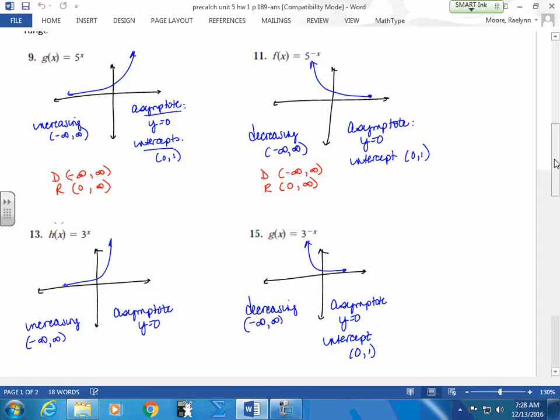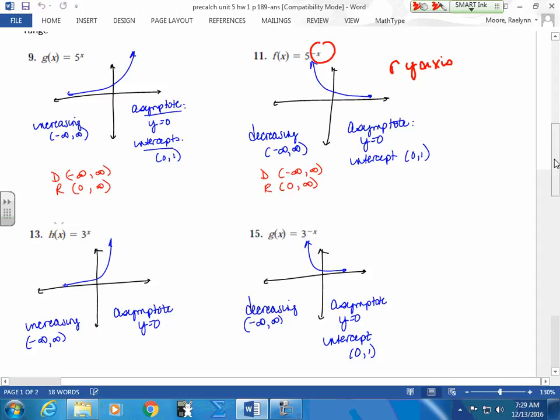Again, the domain is all real numbers. The range, you can't use 0. There's your asymptote and intercepts. We take the negative, use your transformation rules. When you negate the x, you get a reflection over the y-axis. Use your rules for that. It's just going to make this a decreasing function.